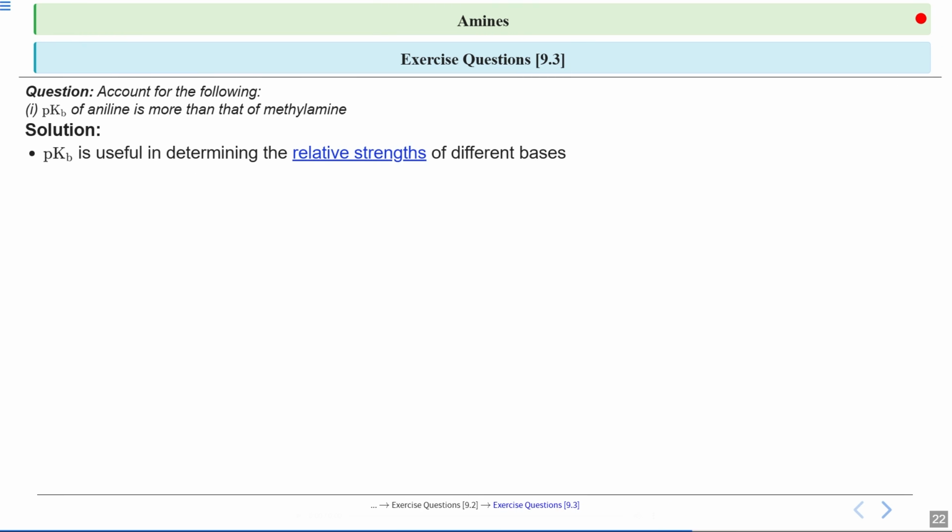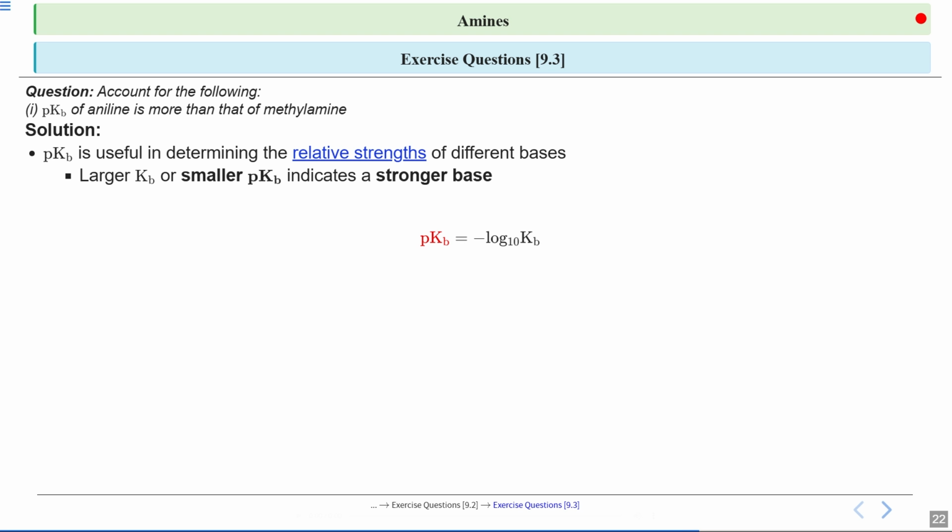Now let us see one by one. First, pKb of aniline is more than that of methylamine. If I talk about pKb, this value shows us the base strength. A larger Kb means a stronger base, while a smaller pKb also means a stronger base. So this helps us to compare among different bases. Larger Kb or smaller pKb indicates that a base is a strong base.